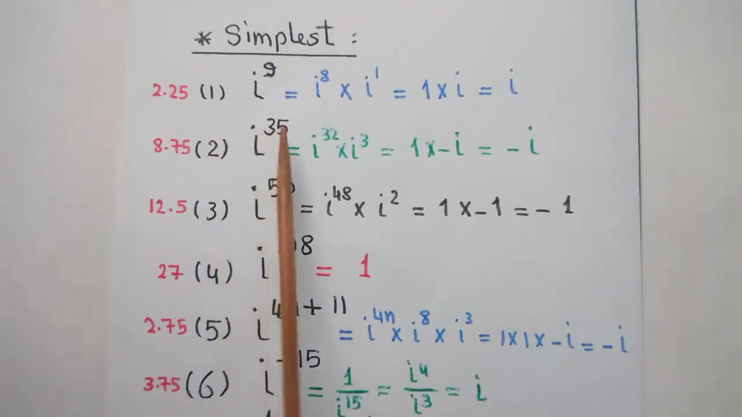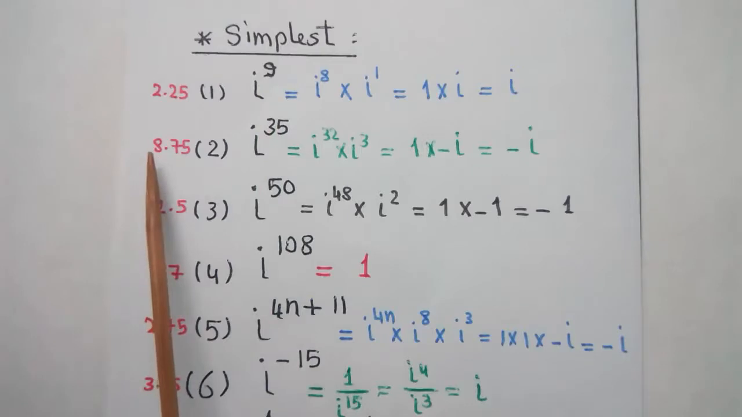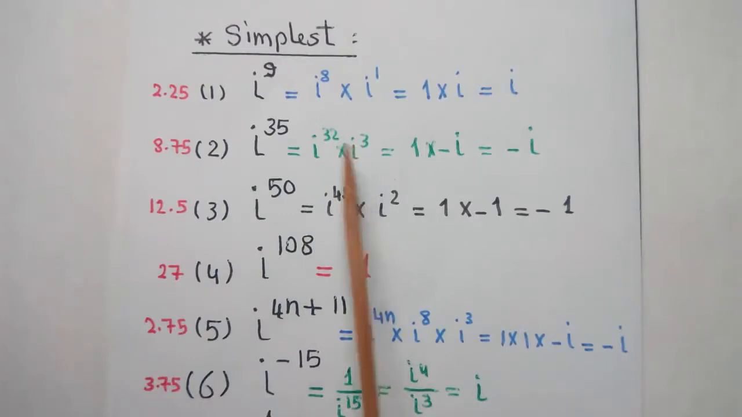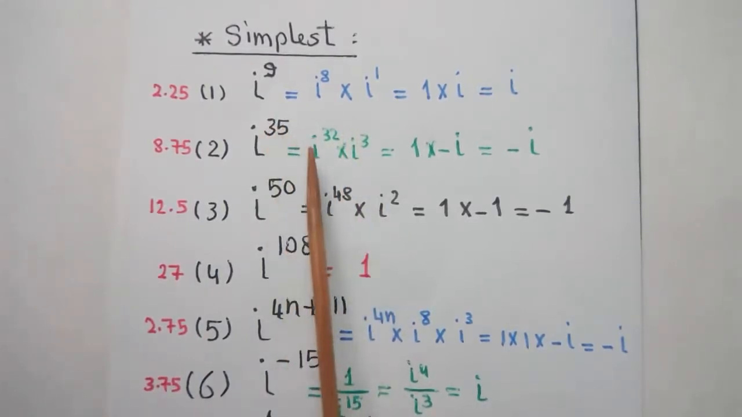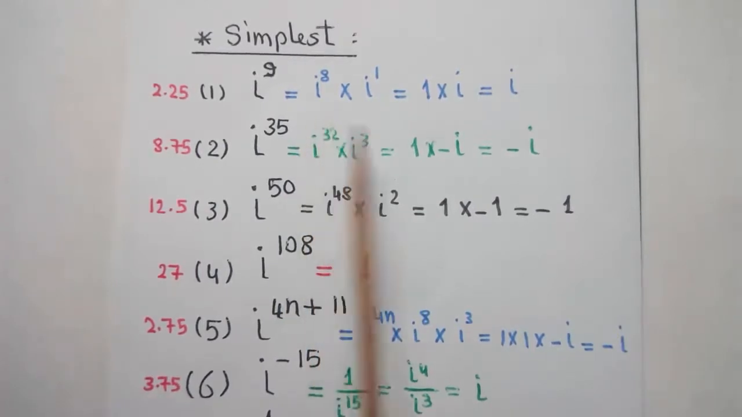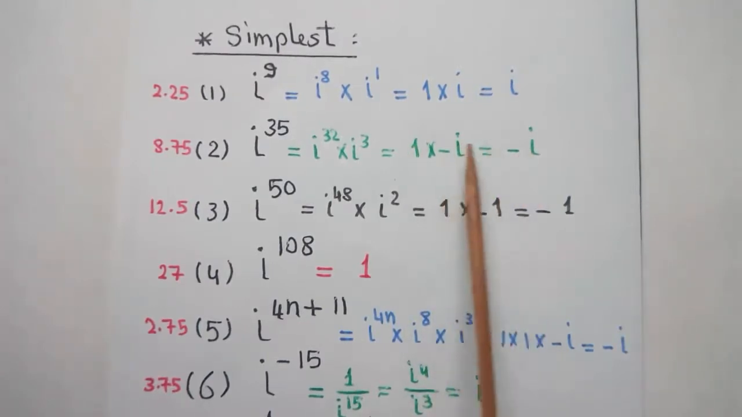i power 35. 35 divided by 4 is 8.75. The 0.75 means i power 3. 35 minus 3 is 32, which is i power 32. 32 is a factor of 4, so it is 1, and i power 3 is negative i, so 1 times negative i equals negative i.